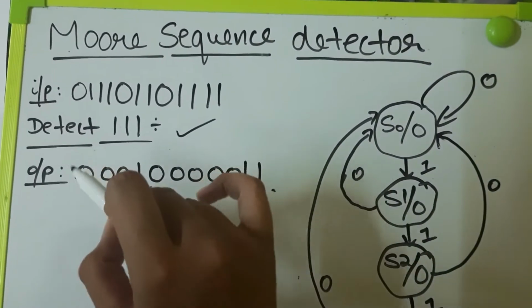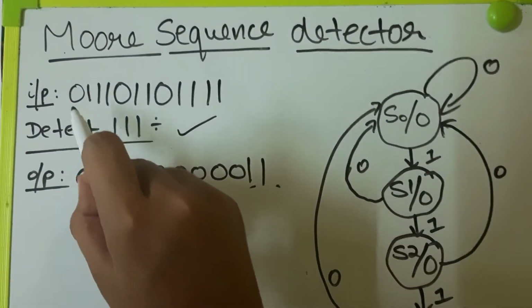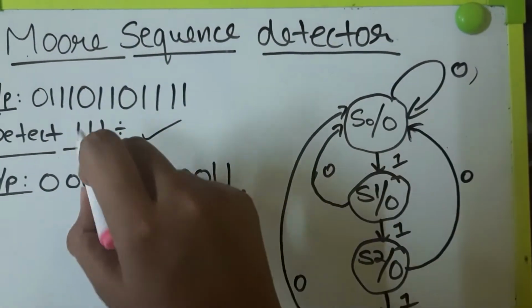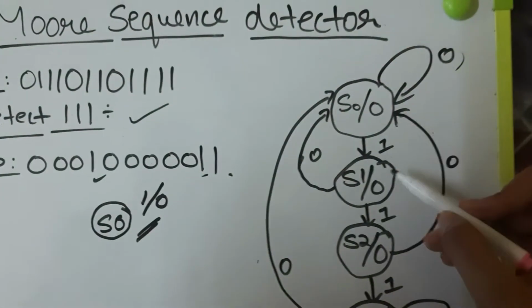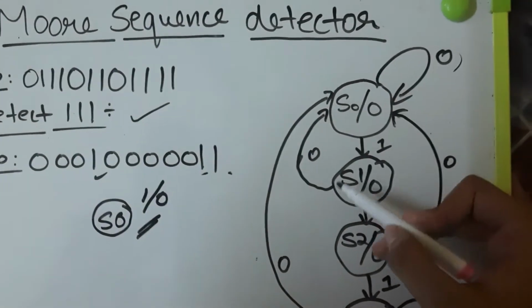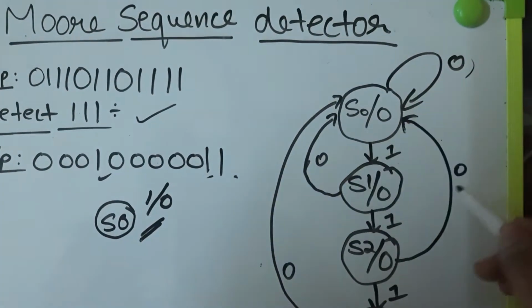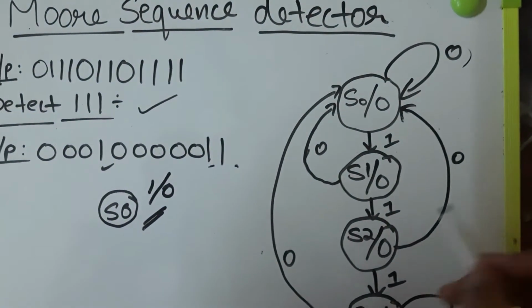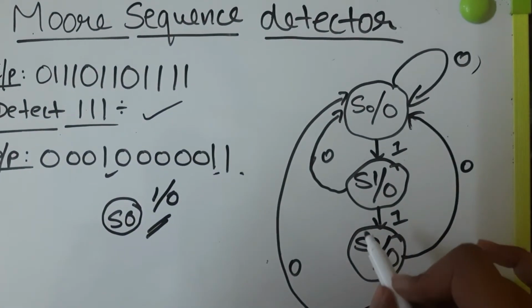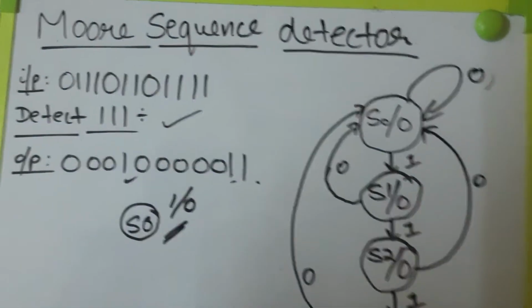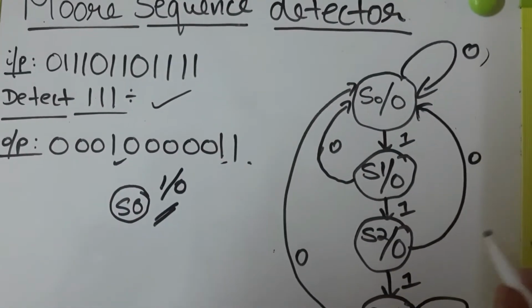Now we'll see here. Initially the input is 0. So with 0 it stays at the same state. Next is 1, it goes to the next state. Now again here if it is 0 it will go back to S0. If it is 1 it will go to the next state. Here if it is 0 it will again go back to the first state because the previous state was 1. So it cannot go back to the previous state.